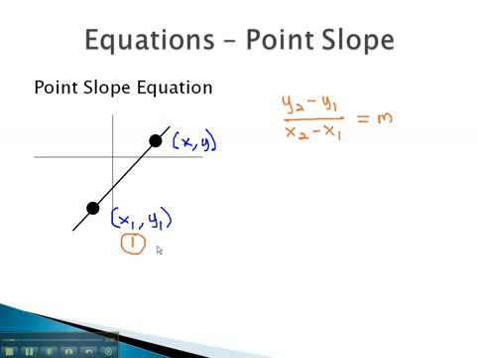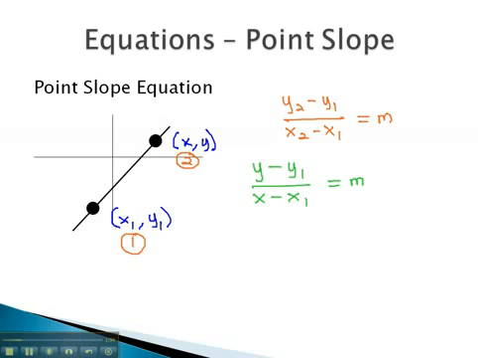Since x1 and y1 already have a subscript of 1, let's call that our first point, and the generic x, y, let's call that our second point. Plugging into the formula, we then have y2, which is just y, minus y1 over x2, which is just x, minus x1 equals the slope.